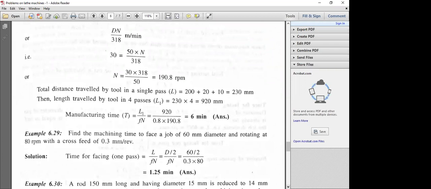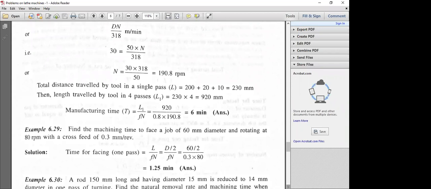This is also a simple problem, but here people try to commit mistakes. Here he has asked the machining time to face a job of 60 diameter. Some people may be worried he has not given length, but here you take the length as half of the diameter of the job. So it is 60 by 2, that is 30, and simply substitute the values he has given in the problem. These problems may be useful for objective type also, because he has asked the machining time to face a job of 60 diameter.